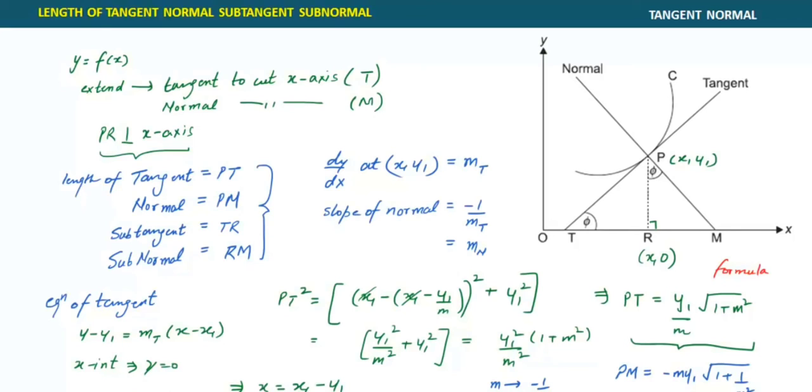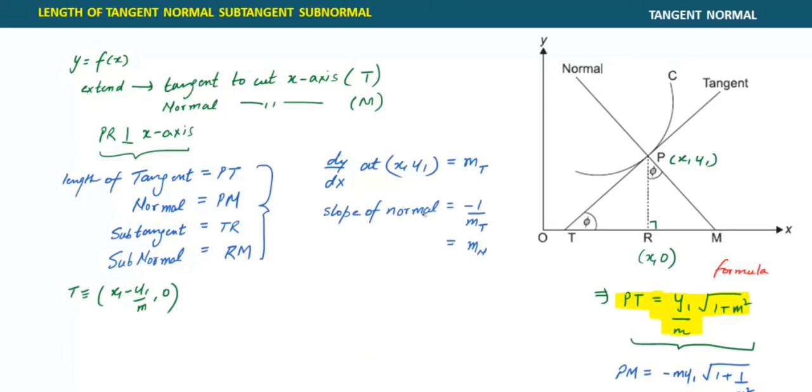You can leave the negative sign, don't worry about the negative sign, because we are talking about distances, so it always has to be in the modulus. So this is how you can remember the formulas for the normal as well as for the tangent. So these are the two particular answers. Now let us quickly see how you will find the length of subtangent and subnormal.